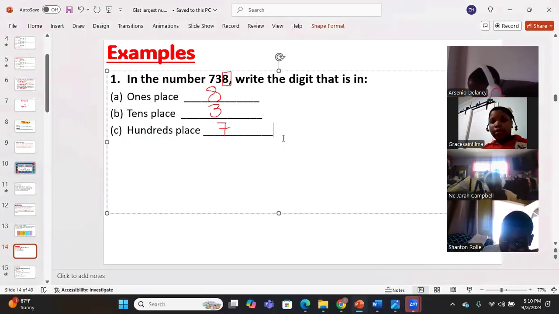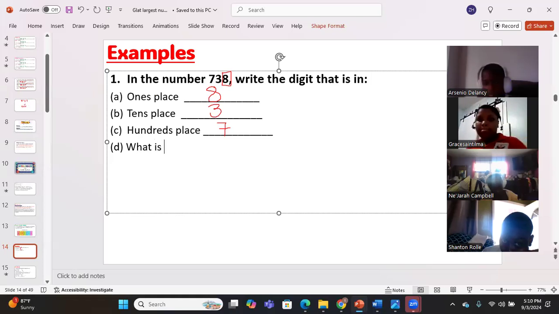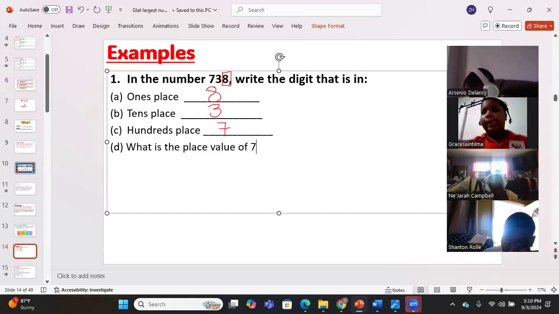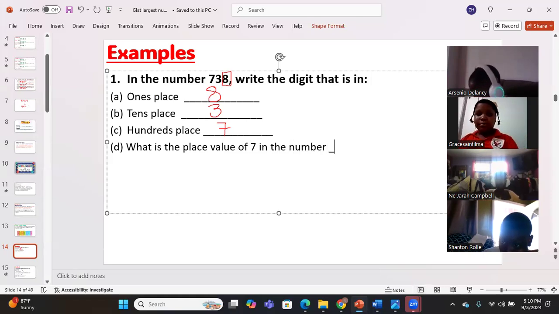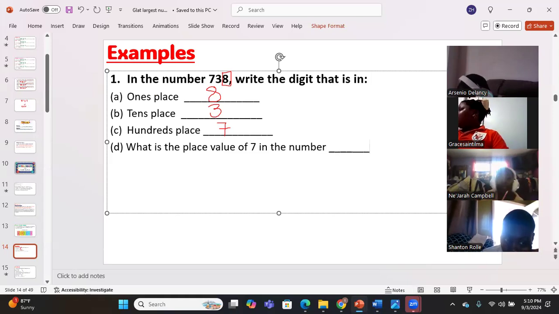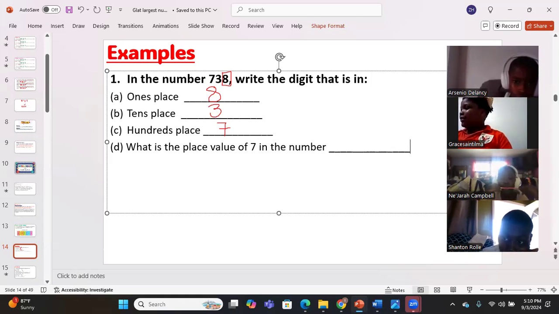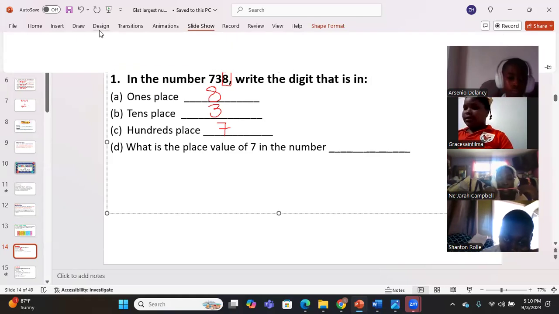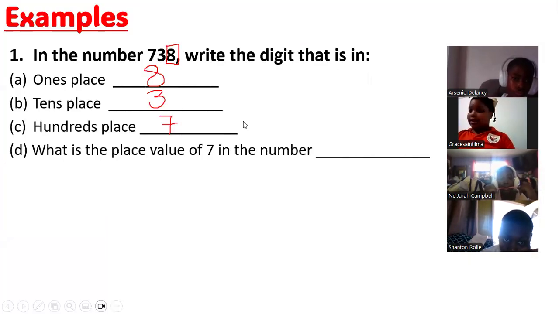So let's ask that question. This is part D. What is the place value of 7 in the number? What's the place value of 7 in this number? 700. We can say 700, or we can say 70. Okay, so we can say 700.